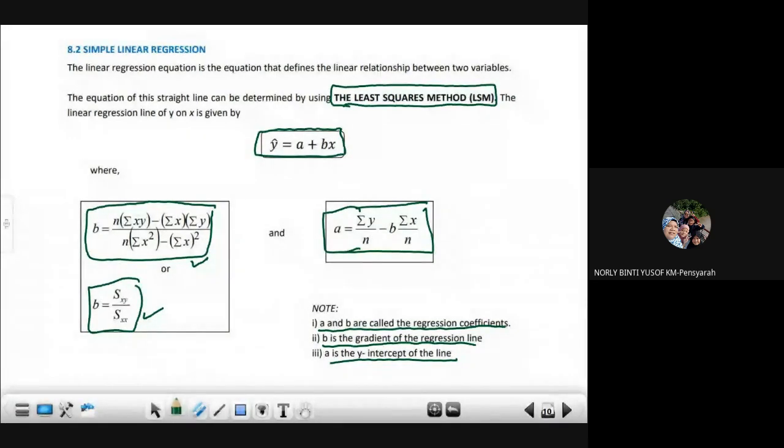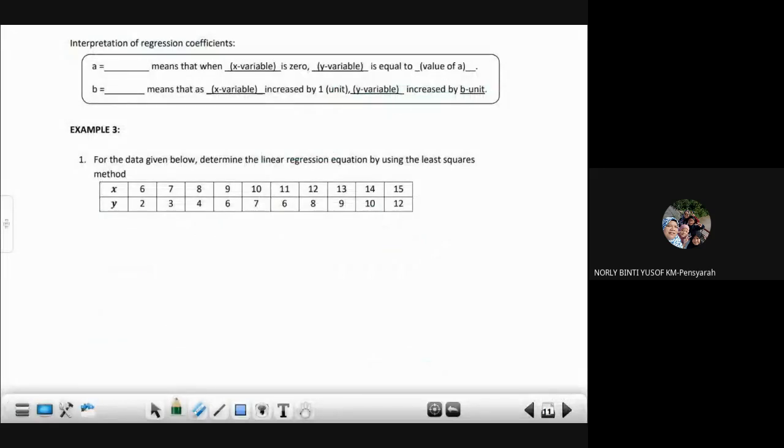Formula tak perlu hafal, tapi kena tahu nak guna, sebab given in the examination in the list formula for chapter 8. Bila dalam regression tadi interpret R dengan R squared, kena ingat ayat dia. Interpretation regression coefficient pun kena remember. Generally lah dia punya ayat, so that bila dia suruh interpret, this is how you interpret.